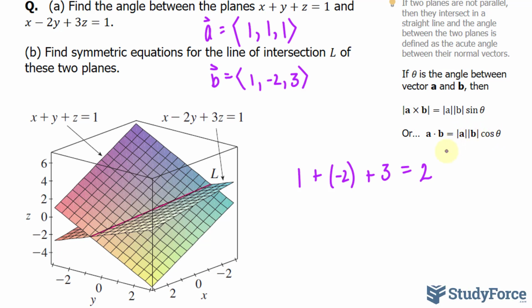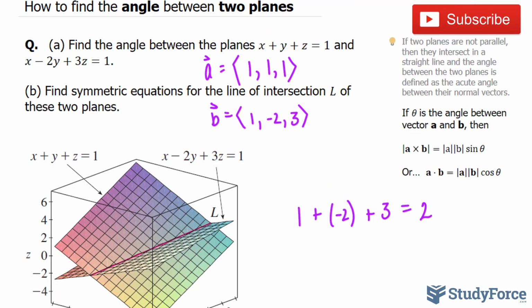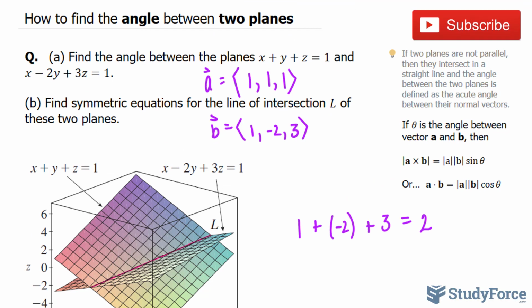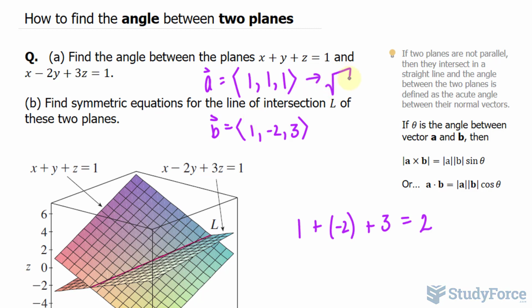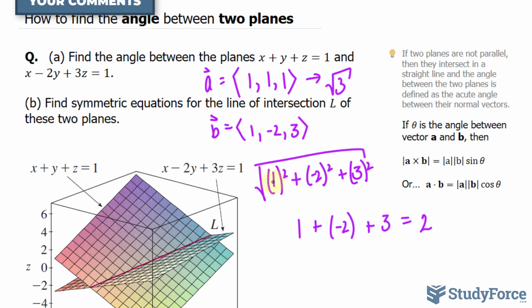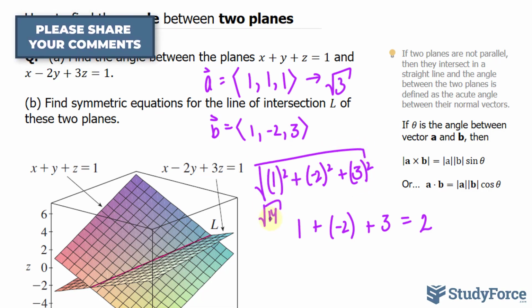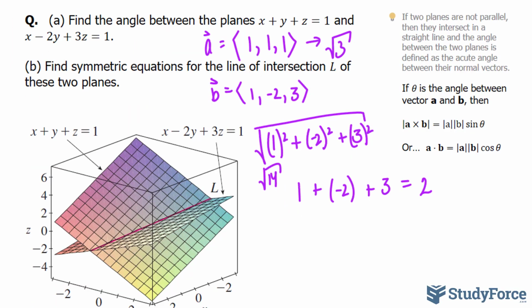Now, this part tells us that we have to find the magnitude of A and B. Finding the magnitude can be done by squaring each of these components, adding them up, and then square rooting. So 1 to the power of 2 plus 1 to the power of 2 plus 1 to the power of 2 is the square root of 3. That's the magnitude of A. The magnitude of B, I'll write this out, 1 to the power of 2 plus -2 to the power of 2 plus 3 to the power of 2, all square rooted. That's the square root of 14. So we found the magnitude of A and B.